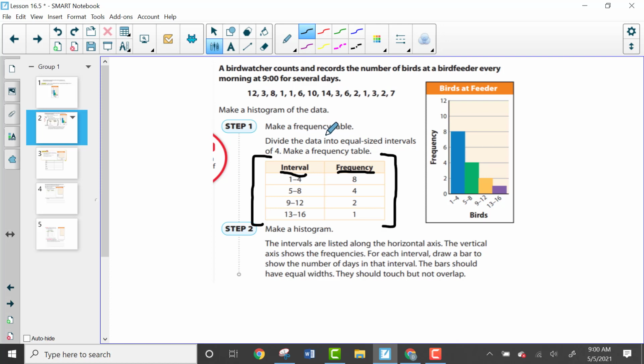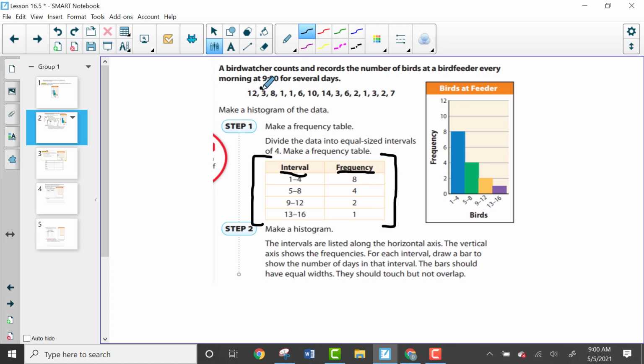And now it says, divide the data into equal sized intervals of 4. You can see that's what they did here. If you have a larger range of data, you may even do it in intervals of 10. It all depends on the data that you have. So we see intervals of 4. We see 1 to 4, and then you can see the frequency is 8. Why is it 8?